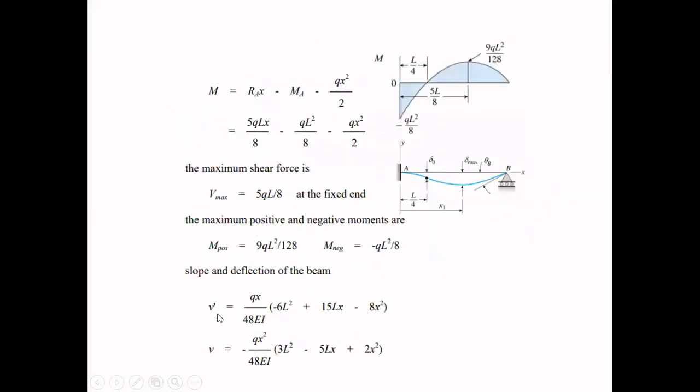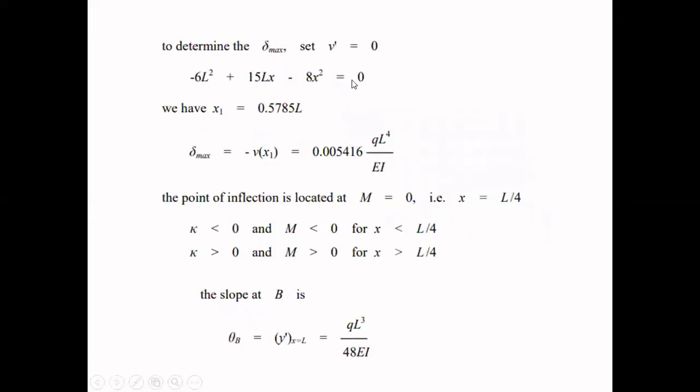On putting V dash equal to zero, this portion will become zero, and this portion will become equal to zero. So minus 6L square plus 15LX minus 8X square is equal to zero. This is the equation for the maximum deflection. So we know that X1 is equal to 0.5785L. We'll put the value over here, and the equation for Vx1 turns out to be like this.